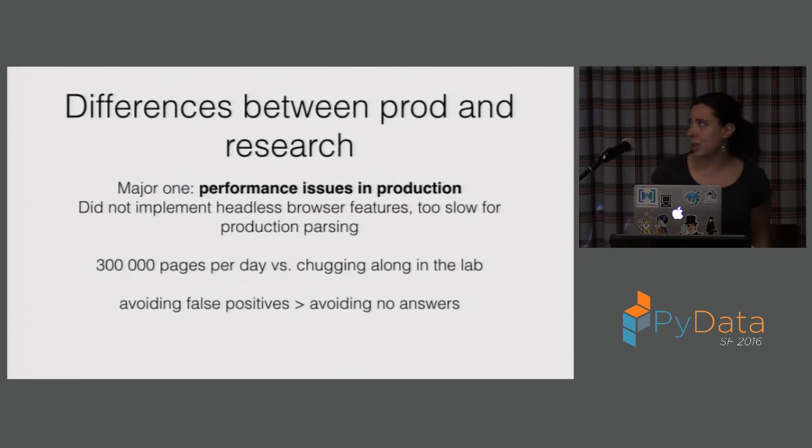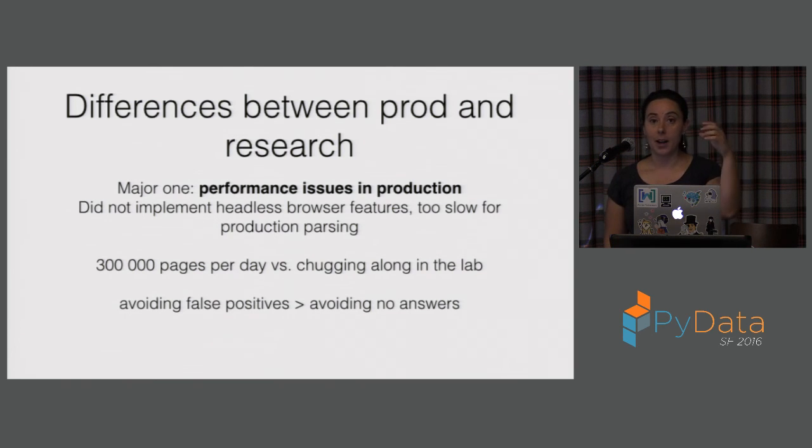So I also came across things that basically highlighted the difference between doing something in production and doing something for research purposes. The major one was that features that had to do with a headless browser, like calculating the pixel distance between the title and the publication date, or the publication date and the author, ended up being too slow for us to do in production.